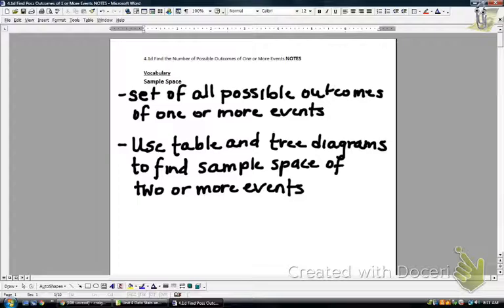And you find the sample space with tables and tree diagrams. So use tables and tree diagrams to find the sample space of two or more events.